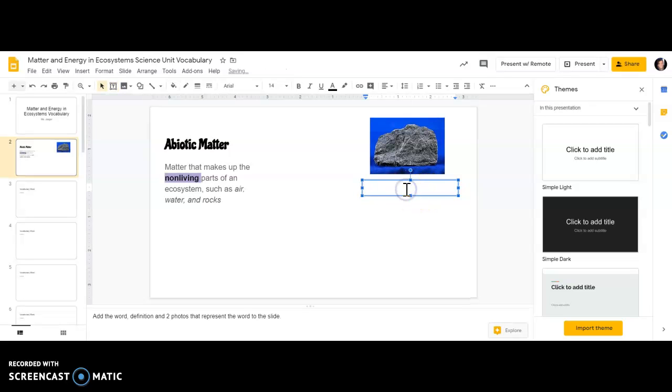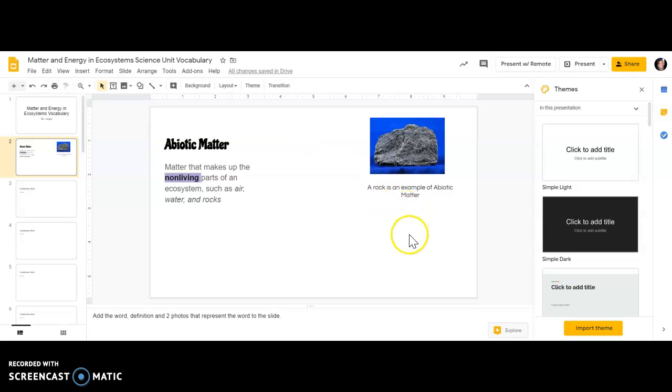And then I'm going to type, a rock is an example of abiotic matter. Okay. And then I like to format things, so I'm going to center that, and I'm going to play around with the font again, because if you know me, you know I like to play around with the font a little bit. All right, and so then I would eventually go and I would add another picture.